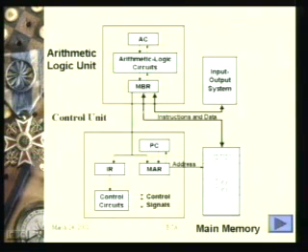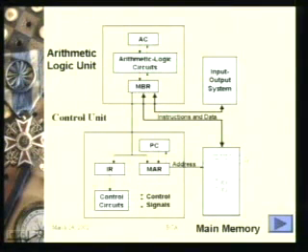Main memory is the memory where all the instructions and data get stored at the time of execution. So it includes instructions and data. And this is the control unit. ALU and control unit constitute the basic central processing unit of a computer system.